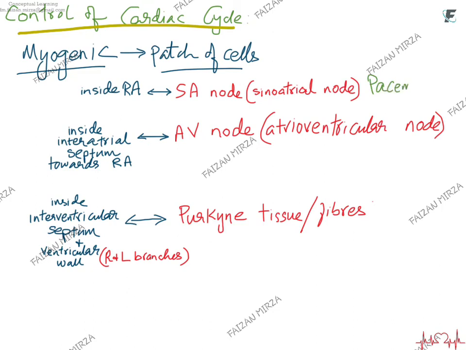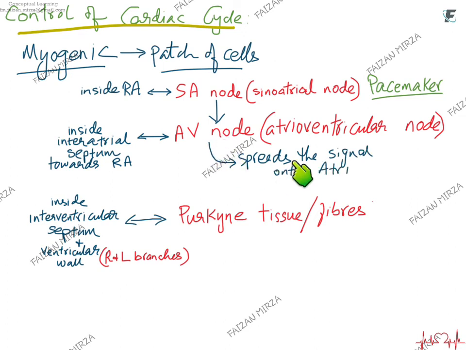So what happens in cardiac activity? As the pacemaker is working in your heart, you have the natural pacemaker, which is your SA node. This is your natural pacemaker of the heart. It sends an electrical message to the AV node. The AV node receives the message and spreads the electrical signal onto the entire atria within 0.1 second.